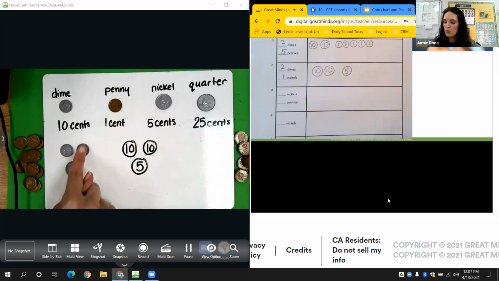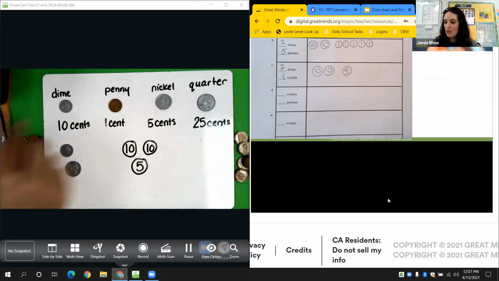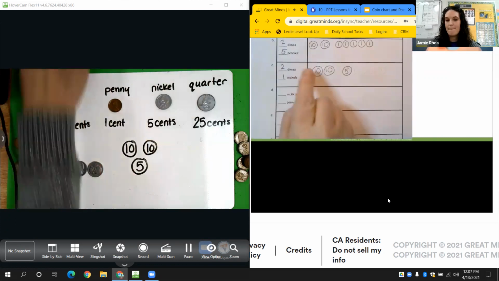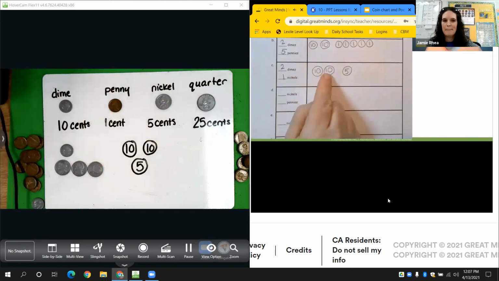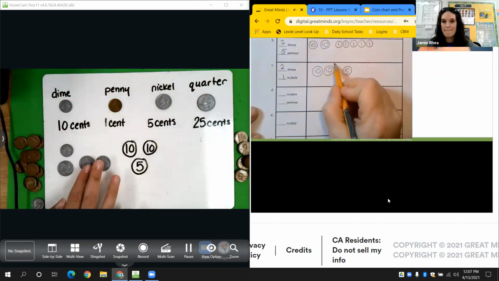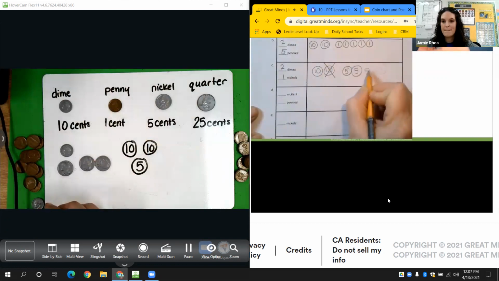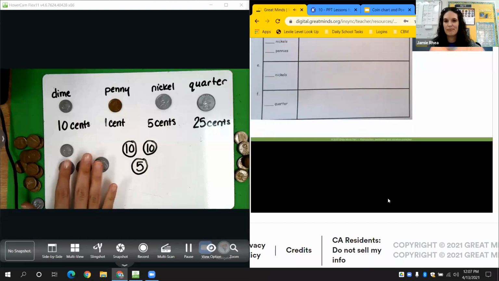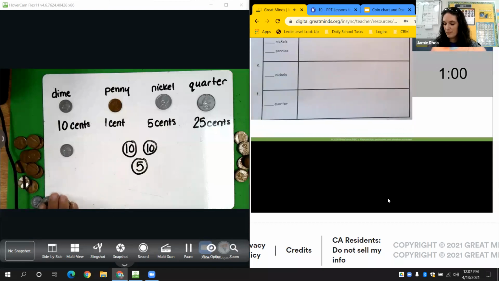Could we do 1 dime and 3 nickels? We could break apart one of our dimes into 2 nickels, which would give us 1 dime, 3 nickels. Now I will give you 1 minute to complete D, E, and F.